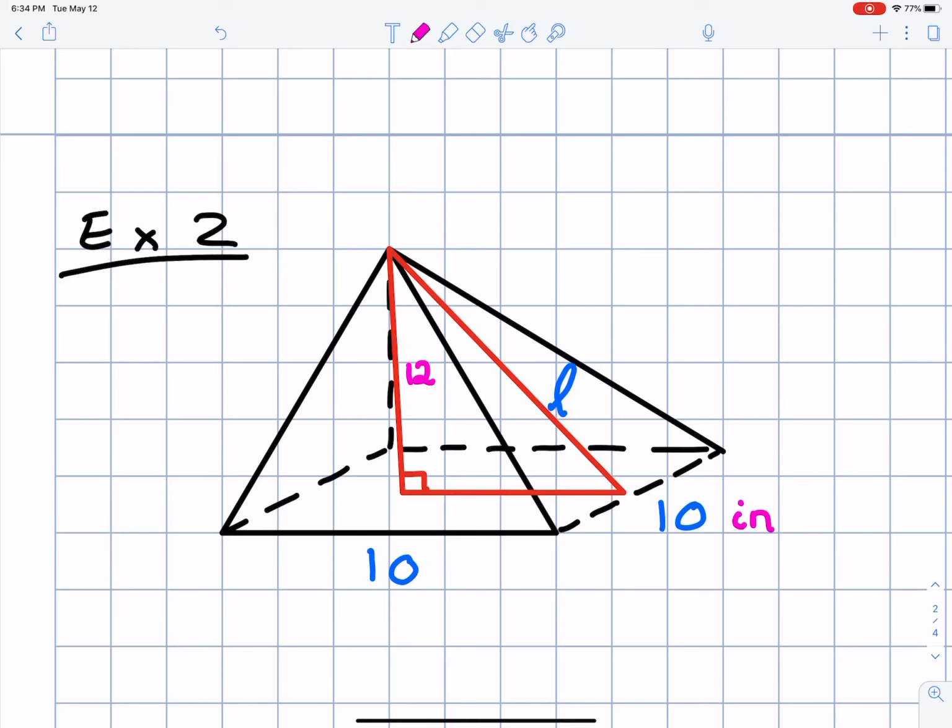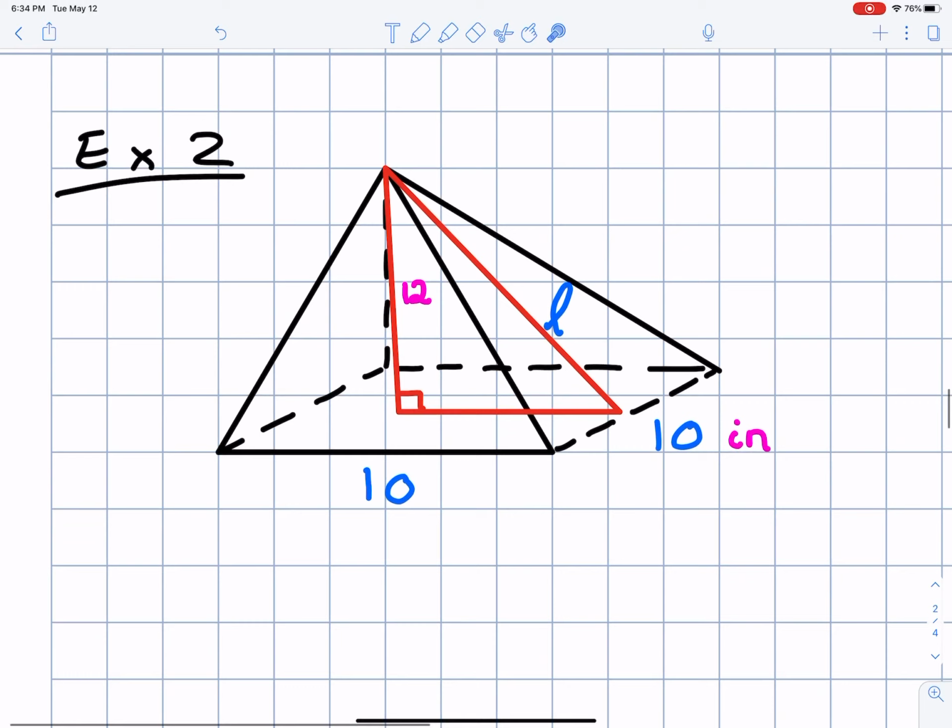Okay? So again, this 12 represents the height of the pyramid. It's not the lateral height. The lateral height, we don't know. That lateral height is this. It goes along the side of our pyramid, but we don't know that. We have to figure it out. So let's see what we can do, because that's going to be the hard part here. We're going to have to figure out that lateral height.